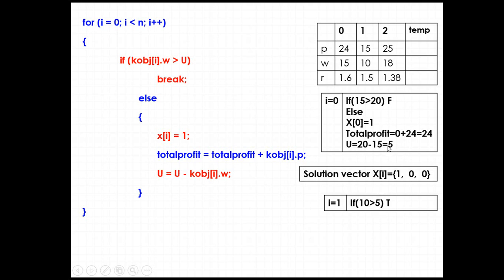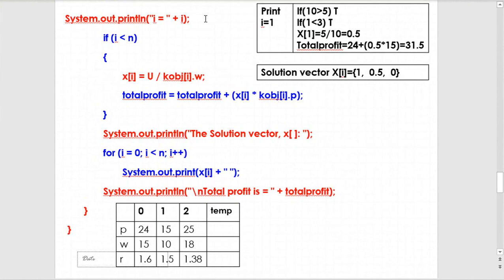Is it greater than u? According to your previous iteration, u value was 5. So, is this 10 greater than 5? Yes, the condition is true. So, break the statement. When we come out of the for loop, we just need the value of I for the further step. That's why we use the print statement to print that I value is 1, right? 1 is less than n. The condition is true.